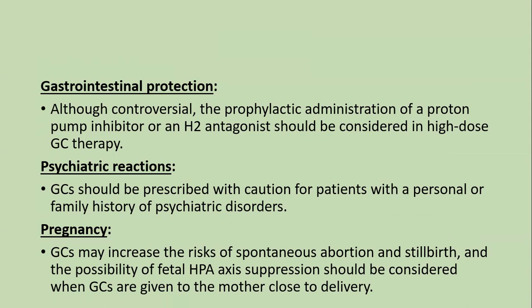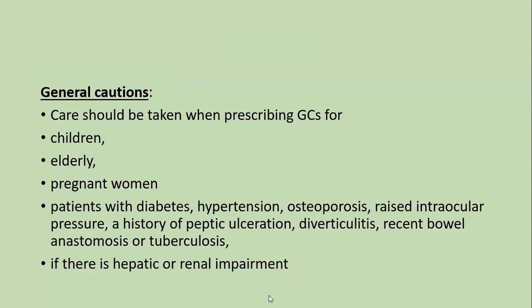Pregnancy. Glucocorticoids increase the risk of spontaneous abortion and stillbirth, hence should not be given in high doses in the first trimester of pregnancy, and the possibility of fetal hypothalamic pituitary axis suppression should be considered when it is given to mothers close to delivery.